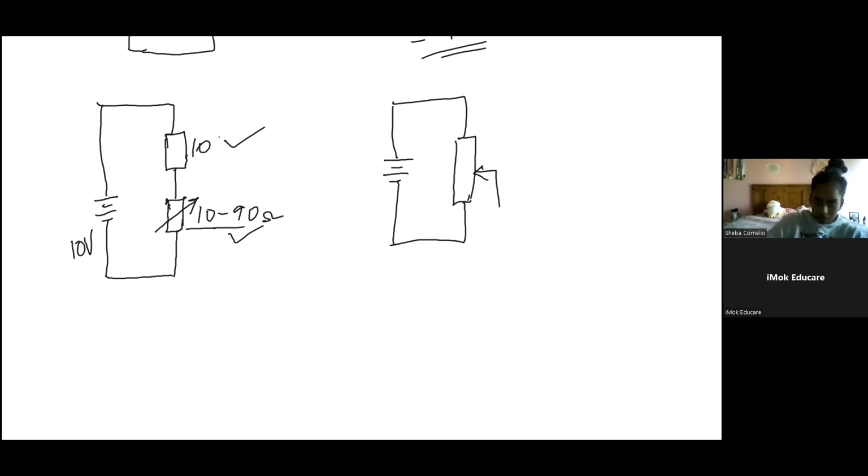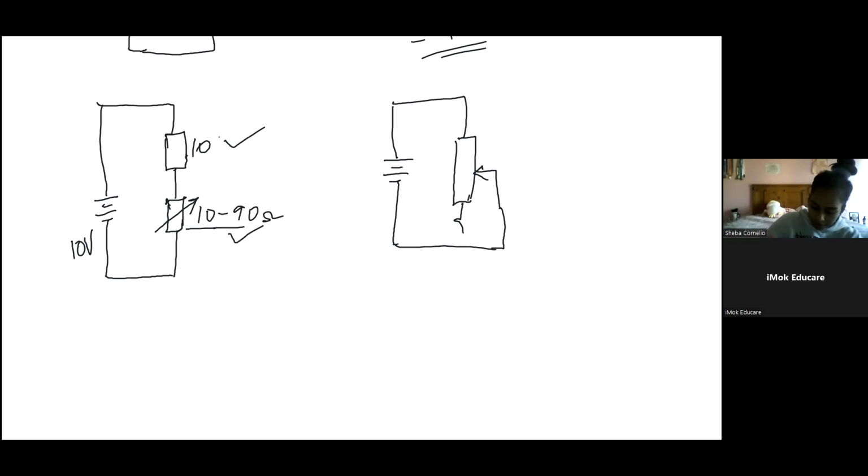Now this is a rheostat, my mistake. What is this? Rheostat. What does the rheostat do? So is a rheostat the same as a variable resistor? Yes. But the thing is, a variable resistor does not have two parts. The rheostat can have two parts.